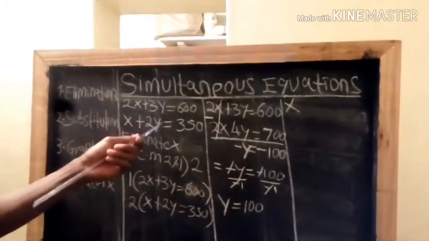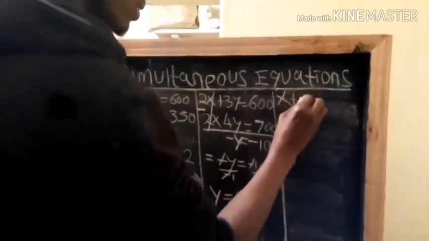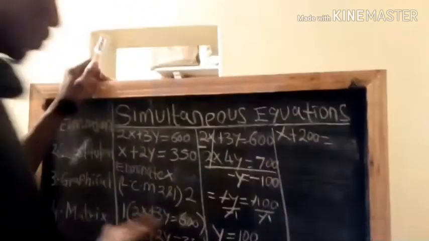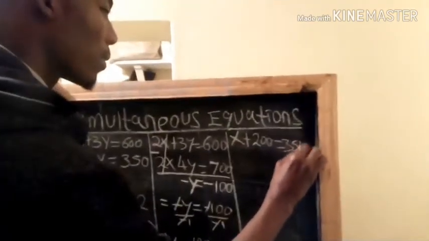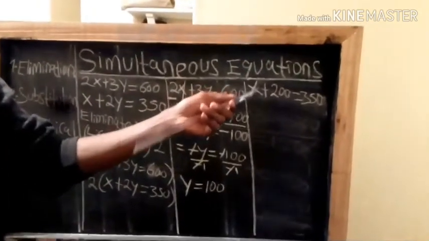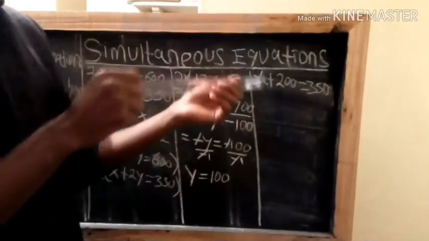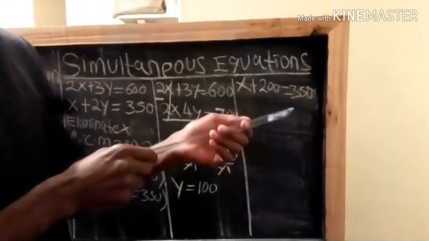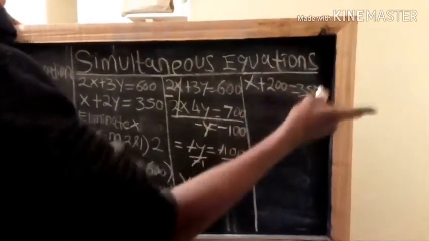So 2 times 100 is 200. So x plus 200 equal to what? 350. To remain with x alone, the positive will cross the equal sign. When it crosses the equal sign, it will change its sign. So because it is a positive, when it crosses the equal sign, it will be a negative.